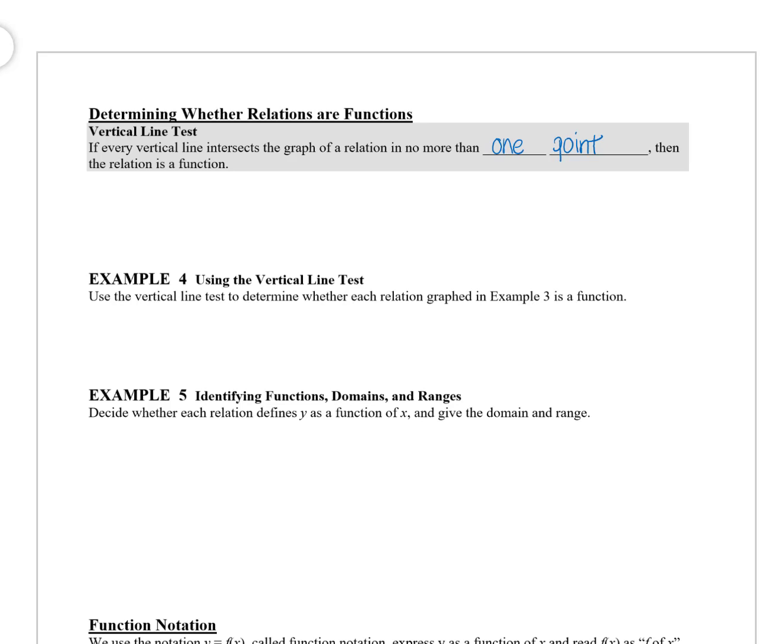So let me give you two examples. The first one is a curve that is a function. And we can see that this is a function because no matter where I draw a vertical line, do you see how it passes through this function in just one point? So this is a function.